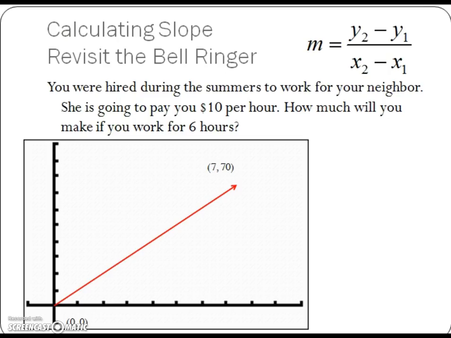We're going to revisit this problem right here. This was the bell ringer problem that we originally worked on. So I just plotted a couple points. I plotted 0, 0, and 7, 70. When you take those points, you're going to name those x1, y1, x2, y2. After we name those points, we're going to take those and plug those into this formula right here, and we're going to solve. We just found our slope to be 10. So $10 per hour is what we were working on before.